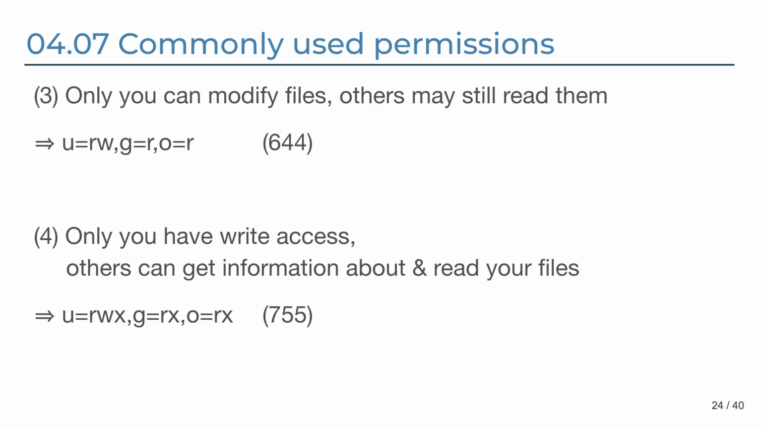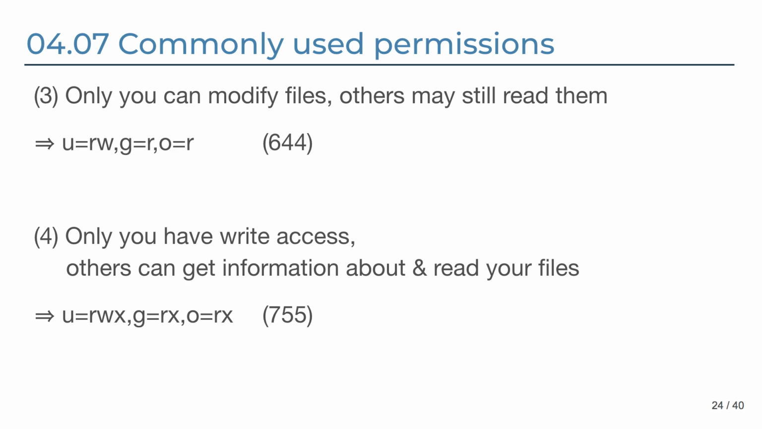We have 2 more, and that's: only you can modify files, others may still read them. This is a nice setting to have towards the world, which is also, I think, the default if you log in to department machines, so 644. So you can browse other users' files, you can read them, but you can't write to them and you can't execute them. Then we have one more that's a little more open, which is basically the same, just with execute bits. Some systems also use that as a default permission for newly created files.